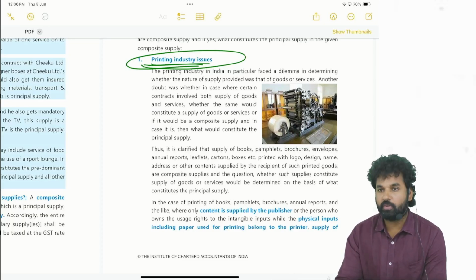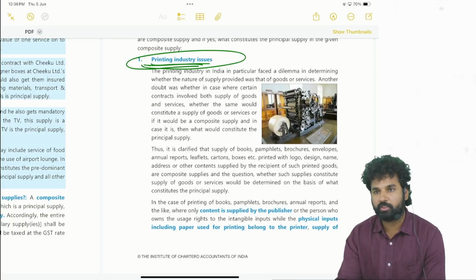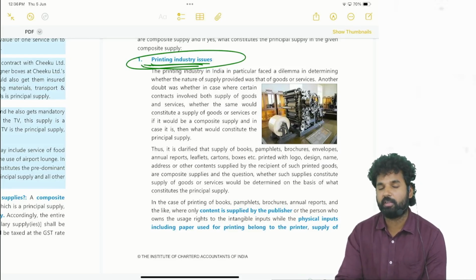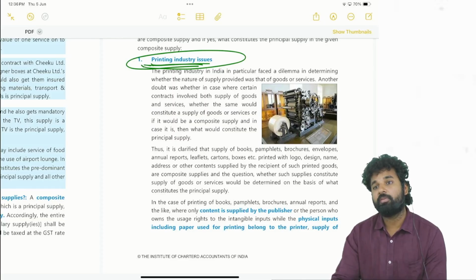Whenever we want to distribute pens to 1,000 students, and on that pen we want a logo of the institute, what is important here? Material is important. The pen is important. Then it is a supply of goods. So whenever the content is less important and the material is important, for example, we want to distribute notebooks which will be given by them only, but we want a logo printed on the notebook and we will pay the price for that, that is a supply of goods.